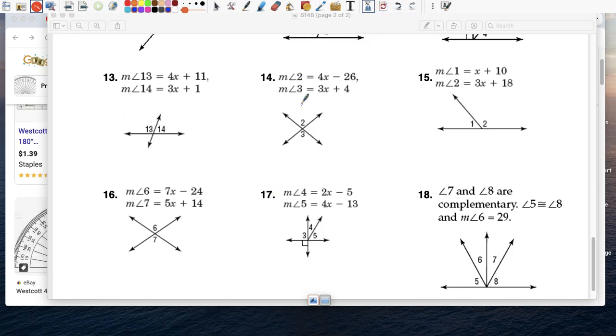14, they're calling angle 2 4x minus 26. They're calling angle 3 3x plus 4. Just 1 second, please.